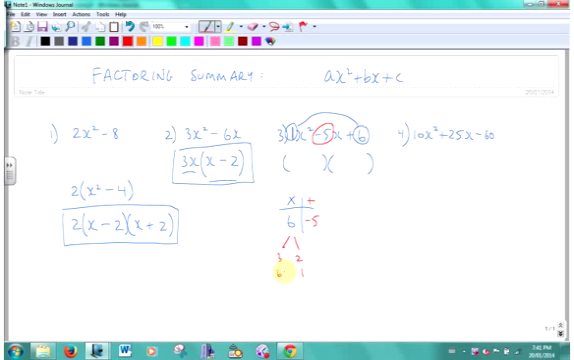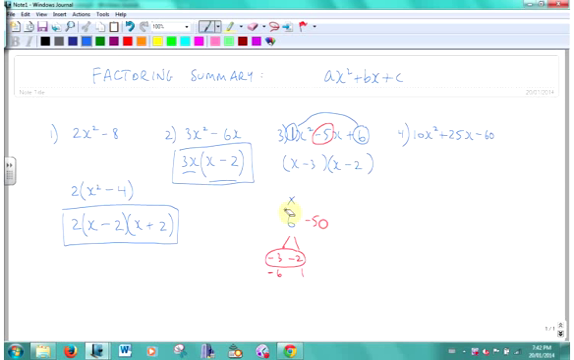Well, to get negative 5, I would have to have this. But then this wouldn't multiply to positive 6, it would multiply to negative 6. This also multiplies to positive 6, and these add to negative 5. So those are my 2 numbers. Okay, negative 3 and negative 2.